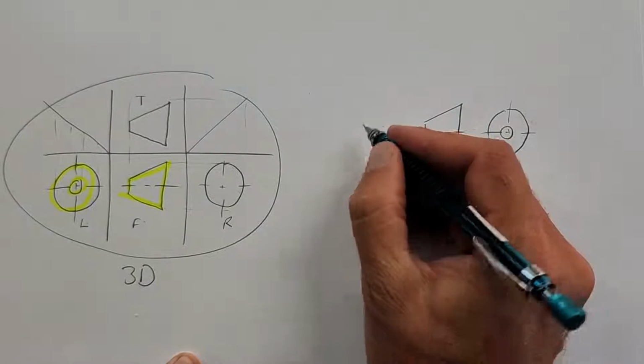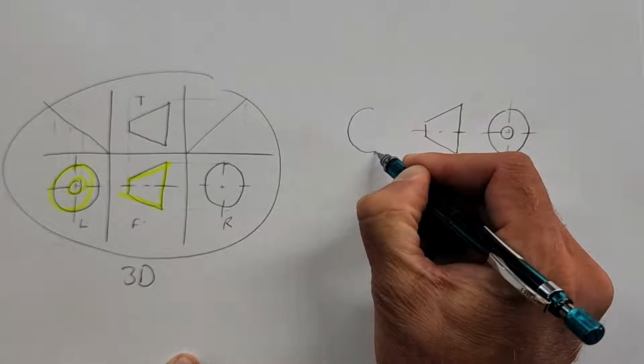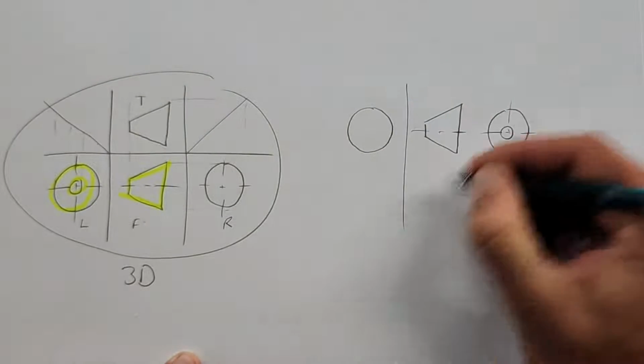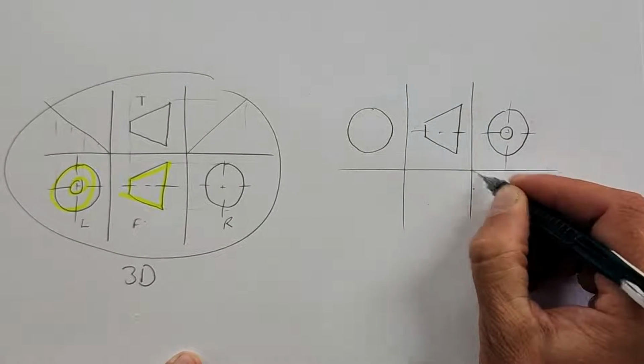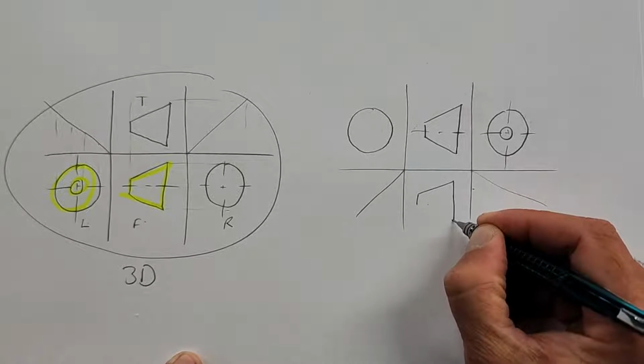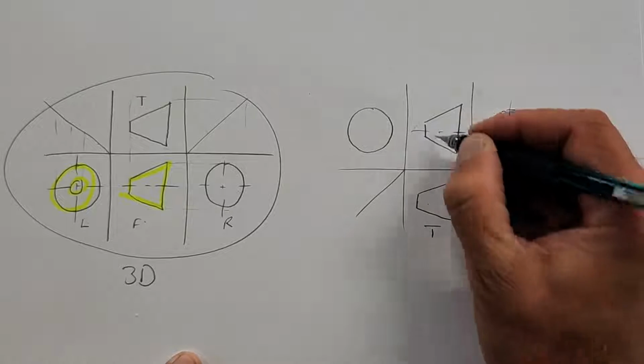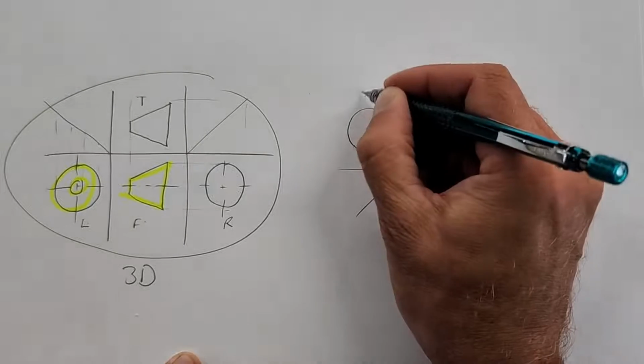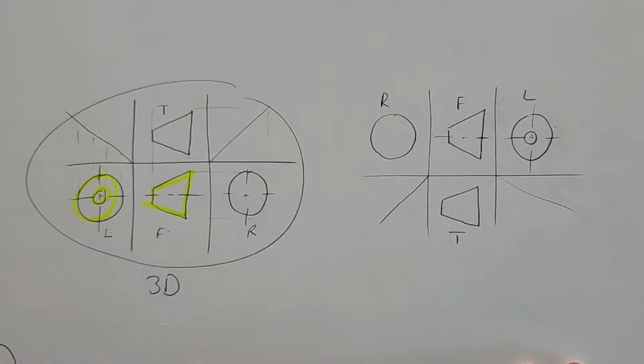Where would the right view have gone? This side. And if I then add the X, Y axis with the 45, this would have been the top, front, left, right. Do you see the resemblance between the two?